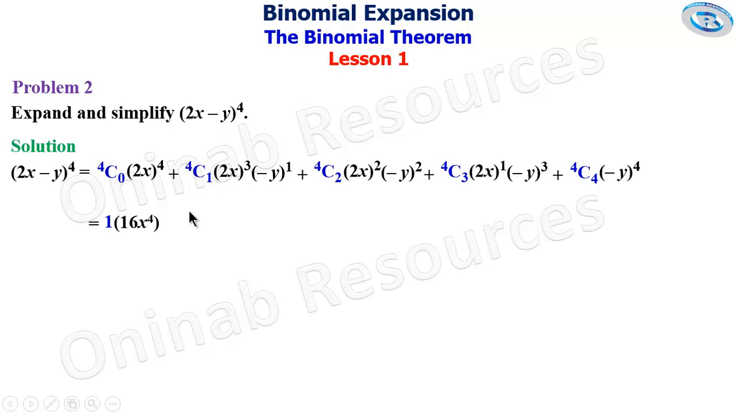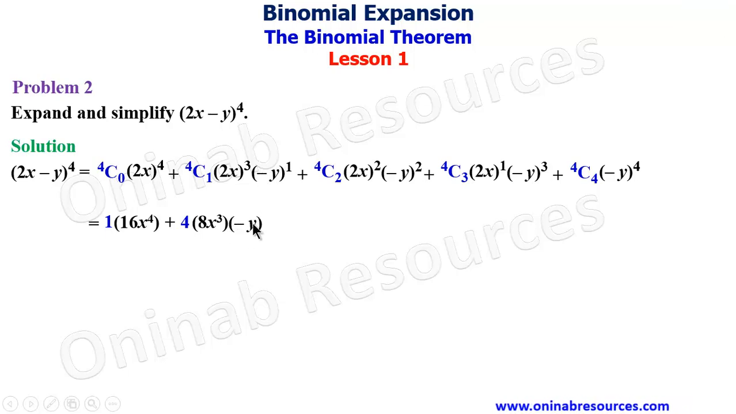4 combination 1 is 4. So we have it as plus 4. 2 raised to power 3 is 8. Then x raised to power 3. So we have it as times 8x raised to power 3. Negative y raised to power 1. Since the index here is odd, it's still going to be maintaining the negative.